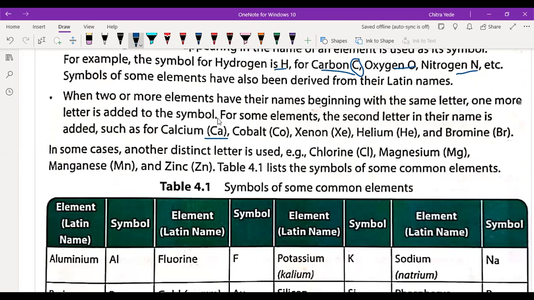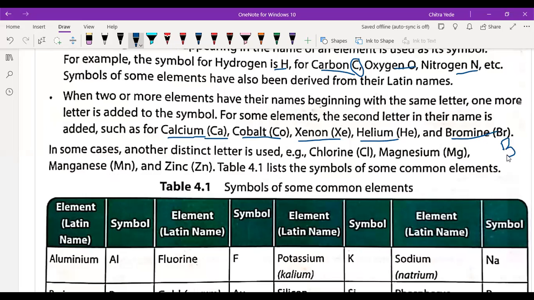So we have used the second letter also. So Ca: A will be small and the first letter will be capital. So it is calcium. Co is for cobalt. Then we have He for helium, and for bromine it is Br, because only B we have for boron.